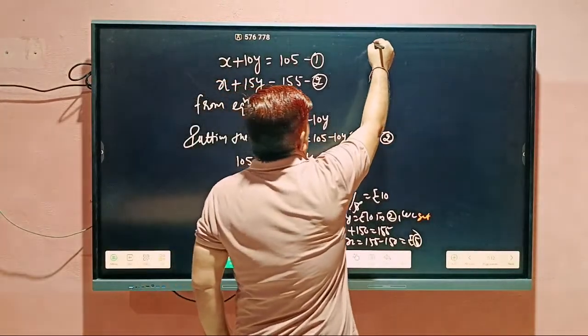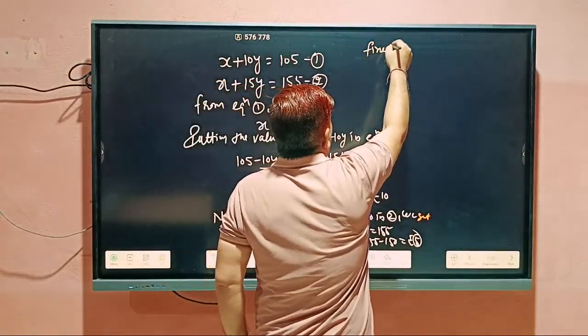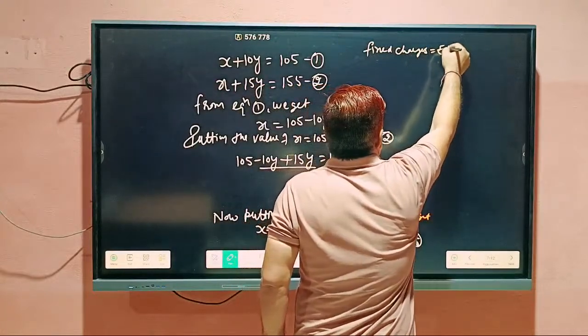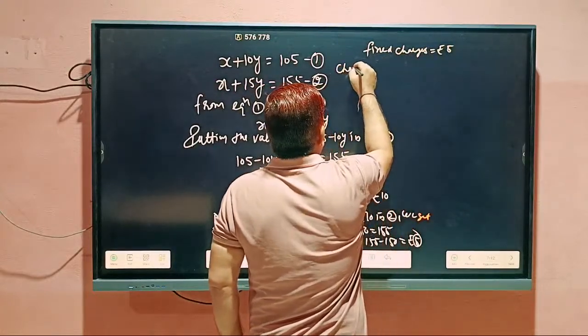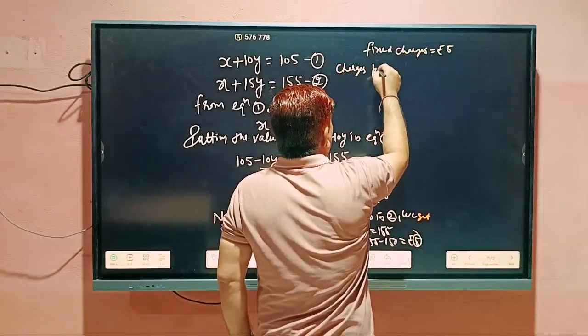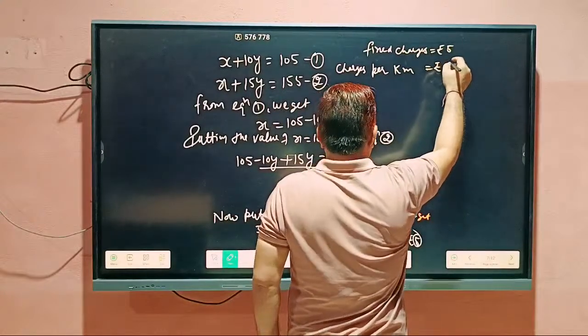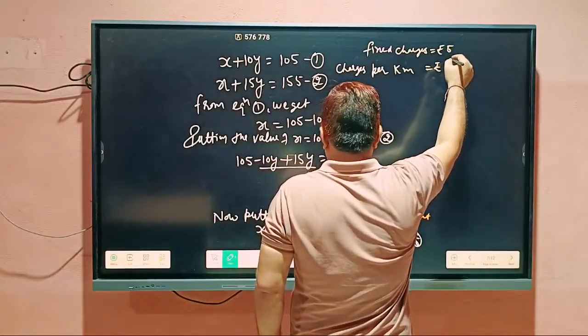So here you can write: fixed charges rupees 5. Charges per kilometer rupees 10.